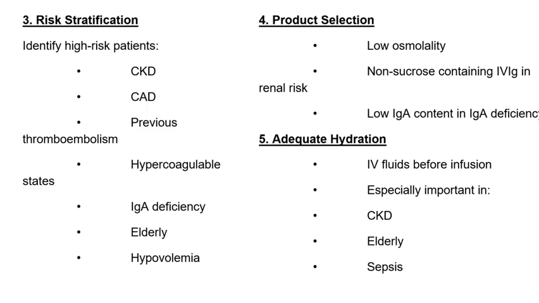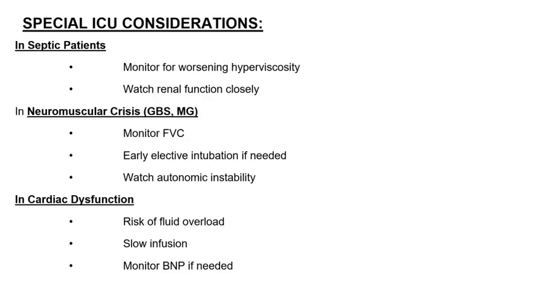Product selection: the product should be low osmolality, non-sucrose containing IVIG in renal patients, low IgA content in case of IgA deficiency. Adequate hydration should be given before the infusion, which is especially important in case of CKD, elderly patients, and sepsis. Special ICU considerations include, in septic patients, you have to monitor for worsening hyperviscosity, watch renal function closely.